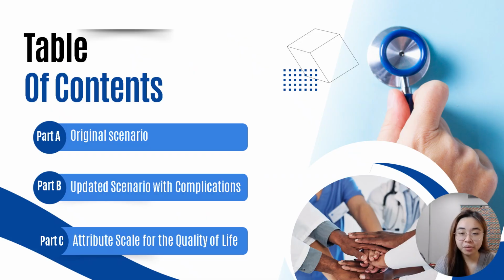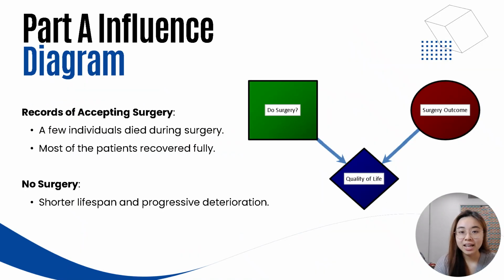I'll cover the case in three parts. Part A, the original scenario. Part B, the updated scenario with complications. And Part C, an attribute scale for the quality of life. Let's begin with the original scenario.